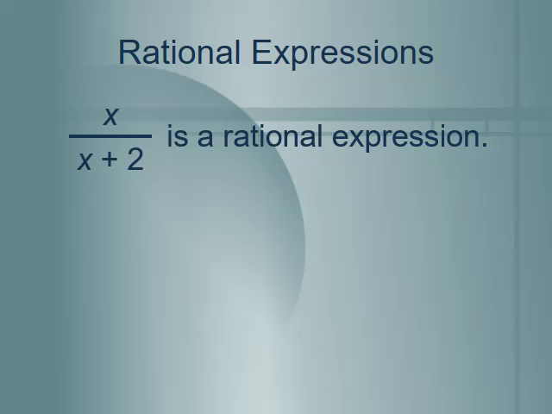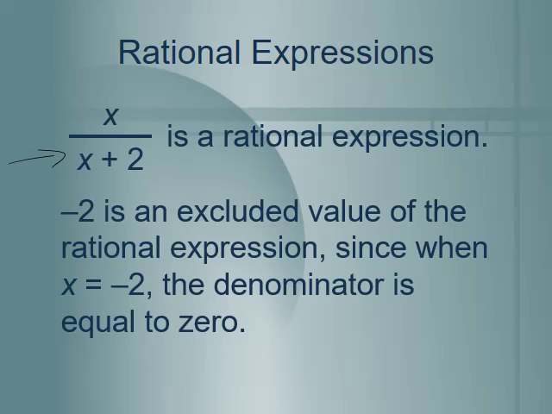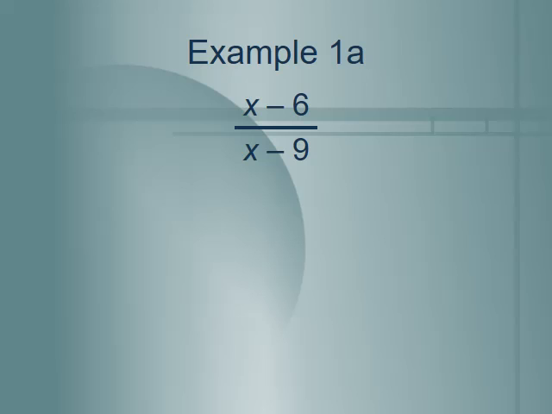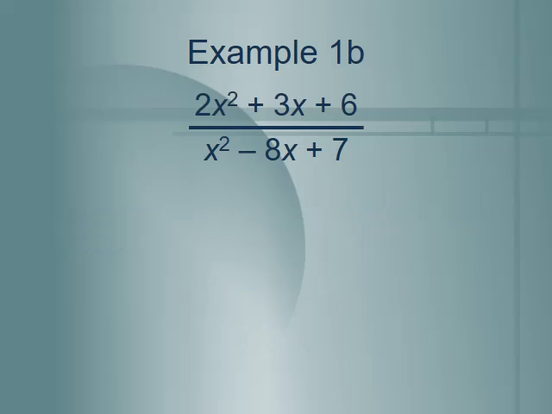So this is a rational expression because we have a number over a number. And if we think about the denominator, let's specifically focus on the denominator. What could x be that would cause the denominator to be 0? It's -2. -2 plus 2 equals 0. So an excluded value for x is -2. x cannot equal -2 in this rational expression. Let's look at this example. The denominator cannot equal 0, so that means that x cannot equal 9.